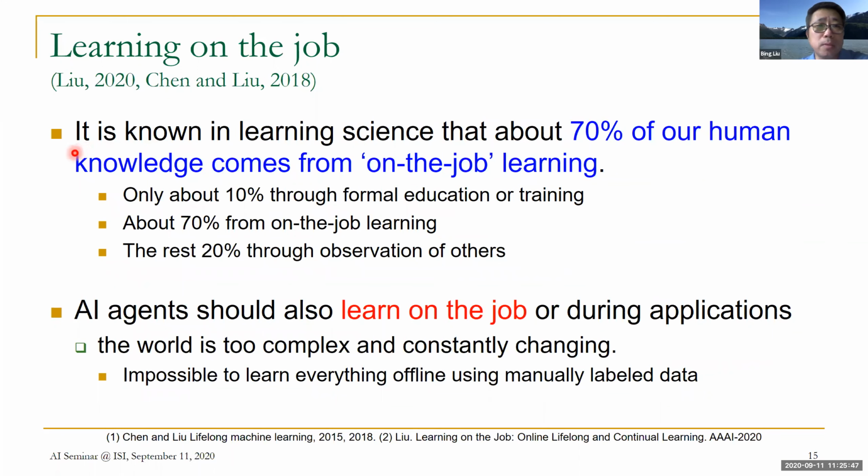Learning on the job is also something studied in social science and learning science. According to social science, 70% of human knowledge comes from on-the-job learning, and only 10% from formal education or training. Another 20% comes from observation of others, which is essentially imitation. For example, in self-driving cars, this happens all the time. You see plastic bags flying in the sky around the car. If you see other people just drive through that, then you probably can drive through as well, because it means that thing is not very dangerous. So we want the agent to do the same thing during the applications, because it is just impossible to learn everything offline by a bunch of engineers with lots of laborers to label the data.